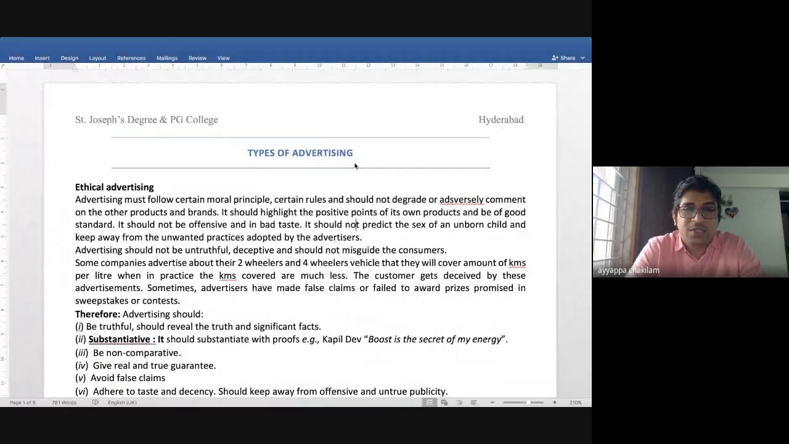We see in the FMCG sector what happens with most of the products that we use in day-to-day life. Many a time we see some untruthful claims being given by the advertisers. When we talk about toothpaste, they say 99.9% germs will be killed if you're using this toothpaste. If you see some sunscreen lotion, they try to claim that if you're using the sunscreen lotion, you are completely guarded against the sun. There is no issue of any kind of problem for your skin if you are exposed to the sun.